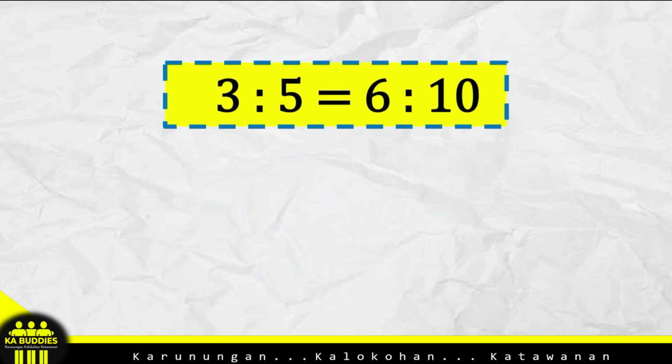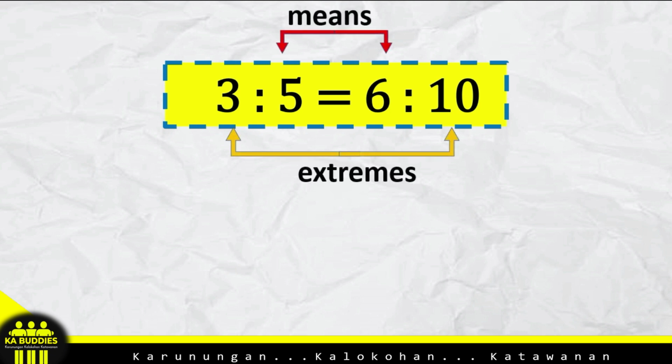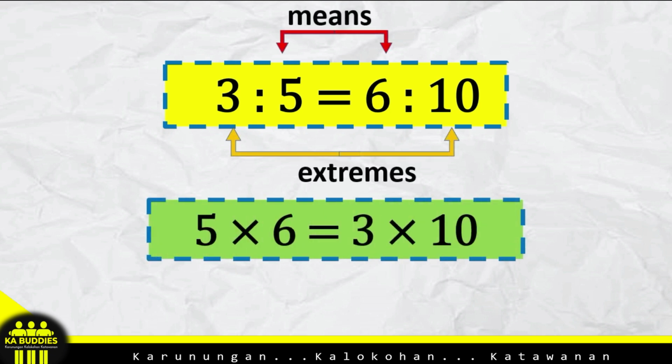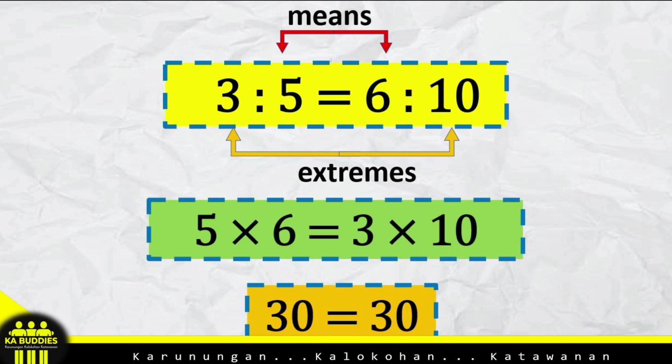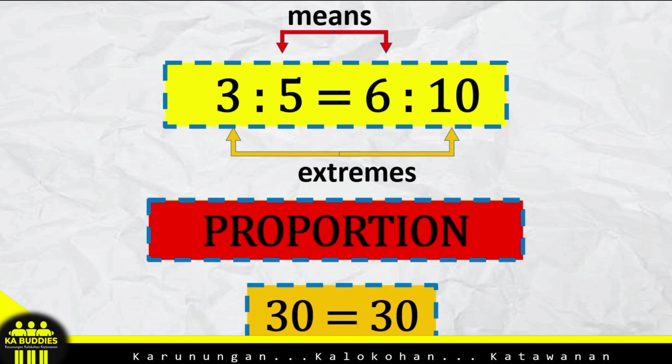Okay, so let us proceed to our next example. We have 3 is to 5 is equal to 6 is to 10. So again, what we need to do is to identify first the means and the extremes. And then let us proceed in multiplying them. So the means, 5 times 6, and then the extremes, 3 times 10. Therefore, we have 30 is equal to 30. So the answer is proportion.